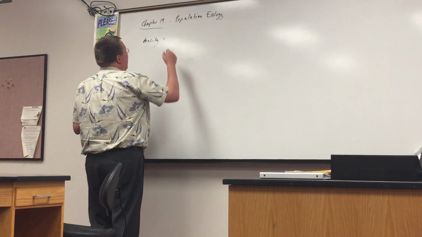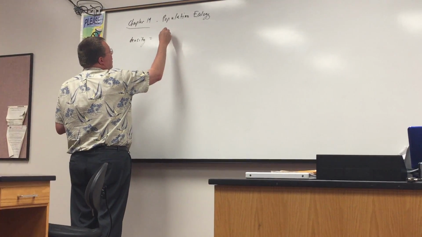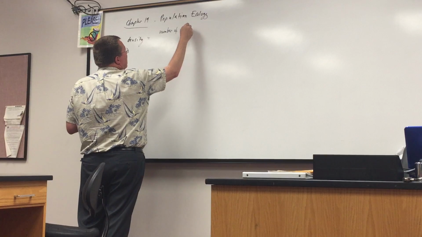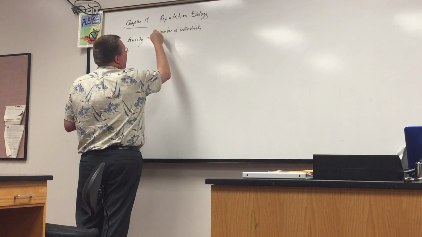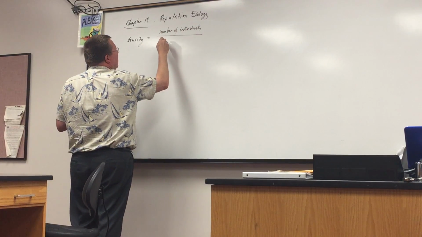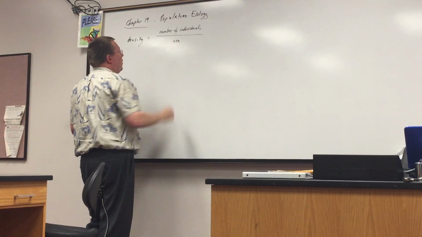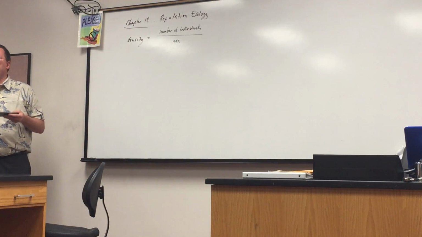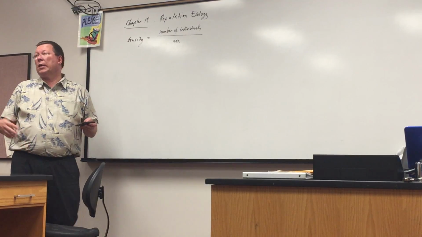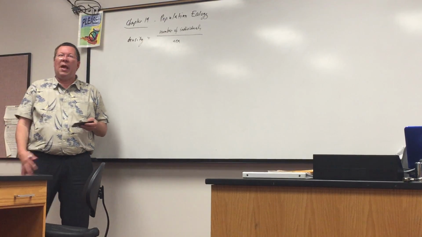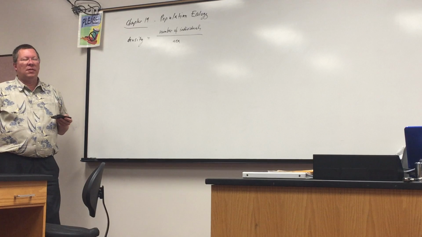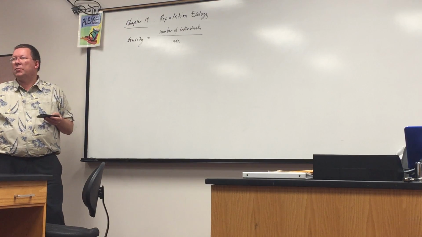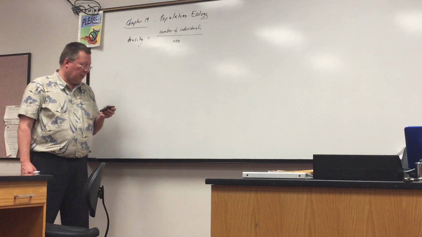And all you have to do here is take the number of individuals and divide by the area. So it would be the number of individuals per square kilometer, per hectare. And that's in international scientific units. Or perhaps if you want to, per acre or something like that.